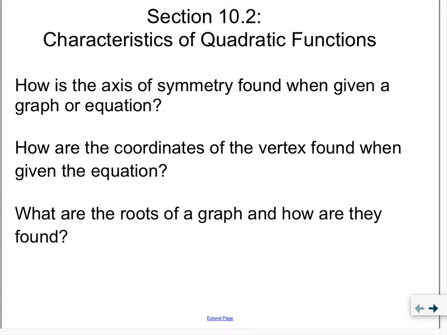A lot of stuff going on today, my friends. We're going to take a look at these quadratic functions that we've been graphing yesterday and previous days. And we're going to find out things about the axis of symmetry or the coordinates of the vertex. Those are some things that you found before when you were given a graph. But now what if we're given an equation? How do we figure that out? And you might remember from the last unit we did about the roots of the function. So we're going to talk about that as well. So a lot of fun things today.